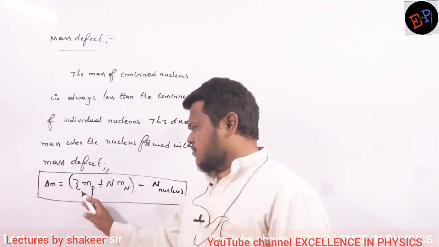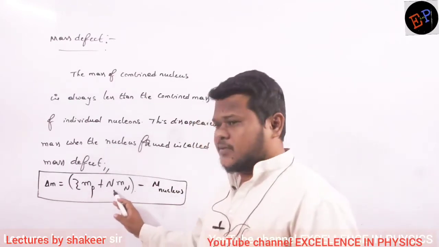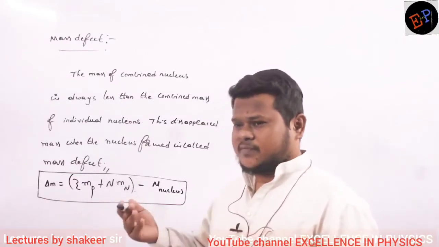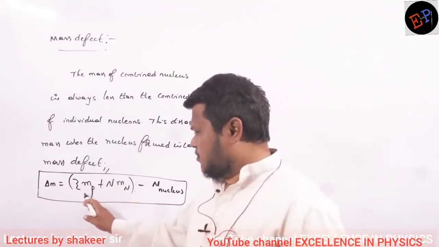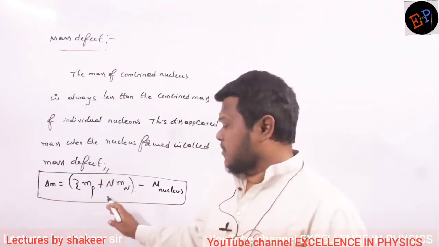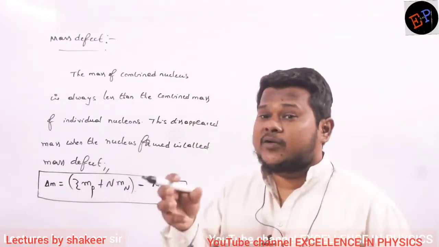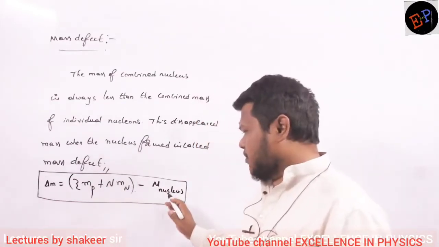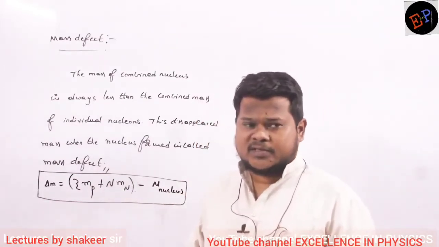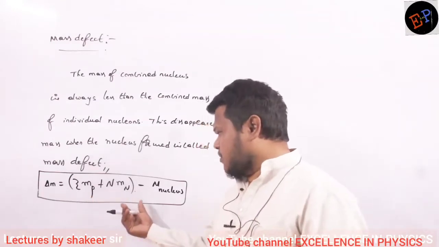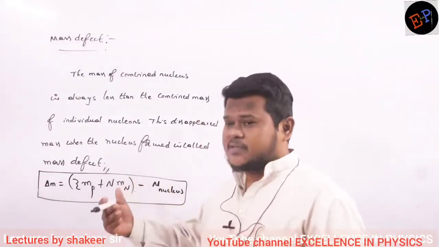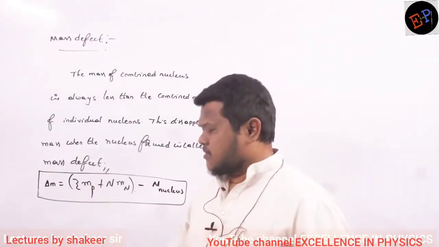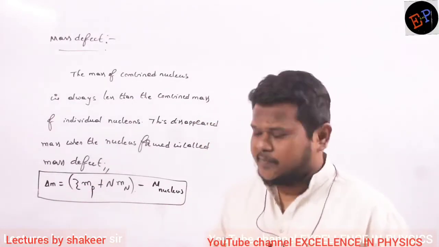So you take the mass of all the protons and the mass of all the neutrons. N is the number of neutrons, and M is the mass of the neutron. So you take the masses of individual nucleons. Then you take the mass of the combined nucleus. Then I see that the individual mass is always greater than the combined mass of the nucleus. It means when these particles combine to form a nucleus, some mass is completely disappearing. That disappeared mass is nothing but mass defect. Are you able to understand?